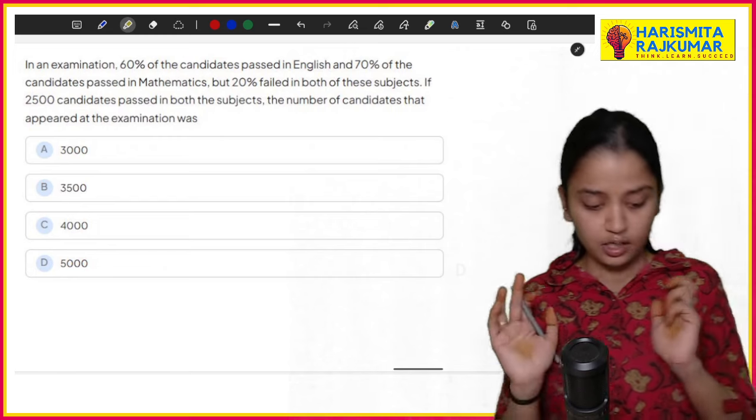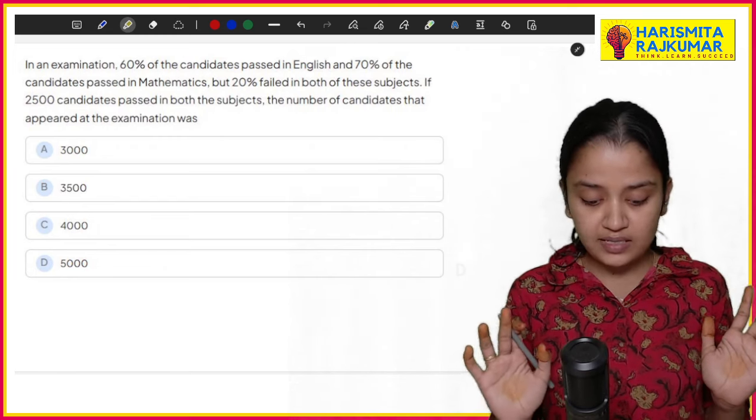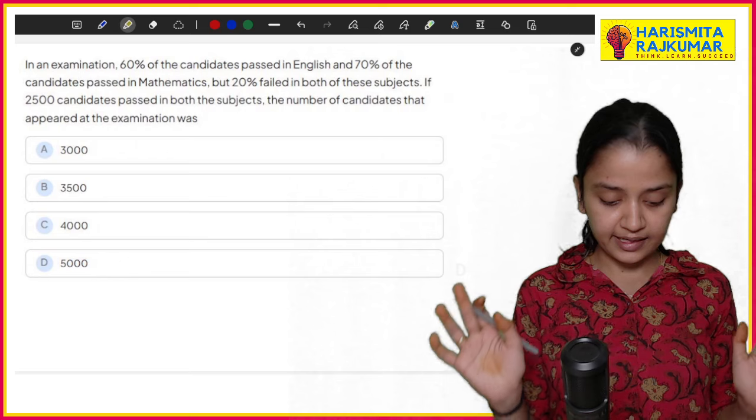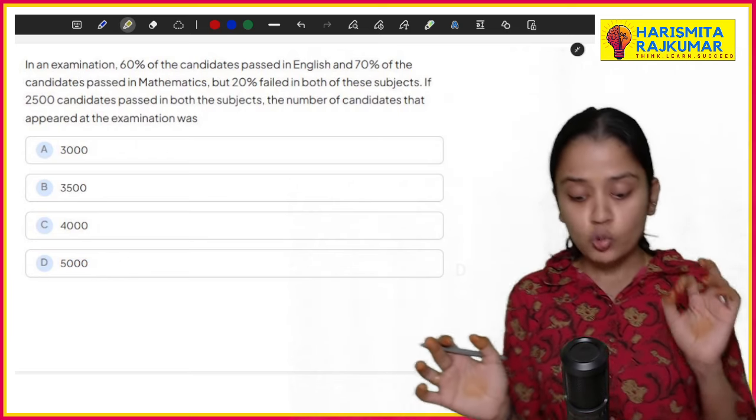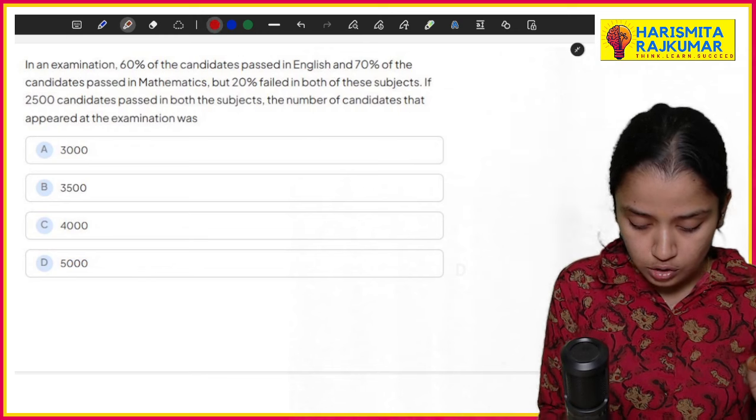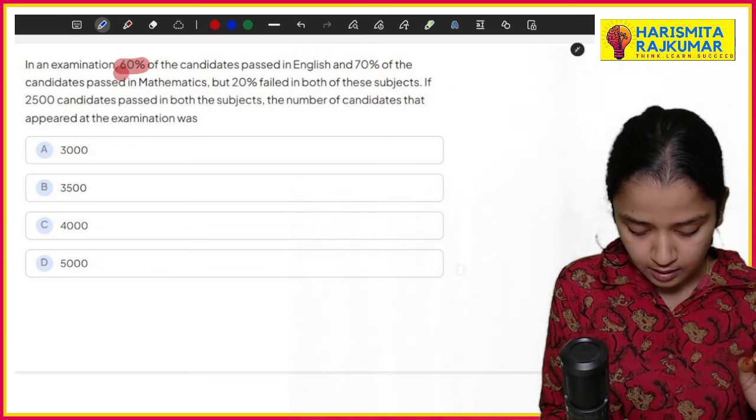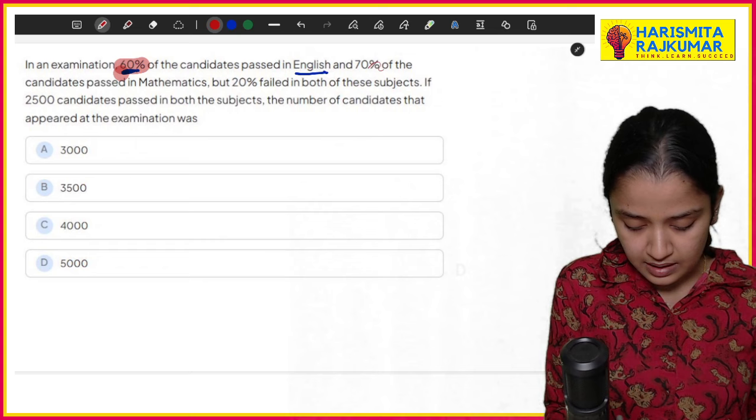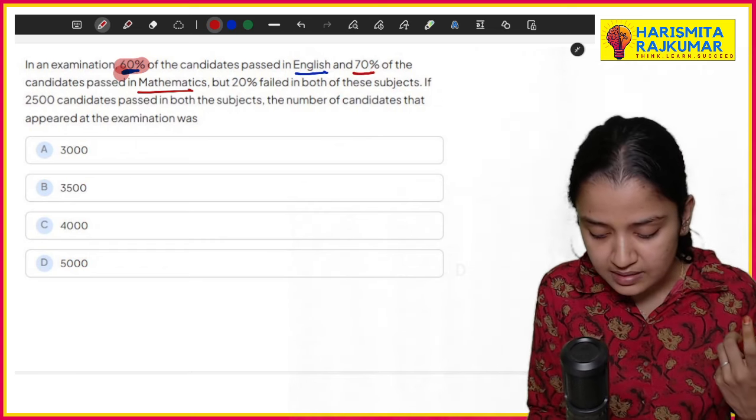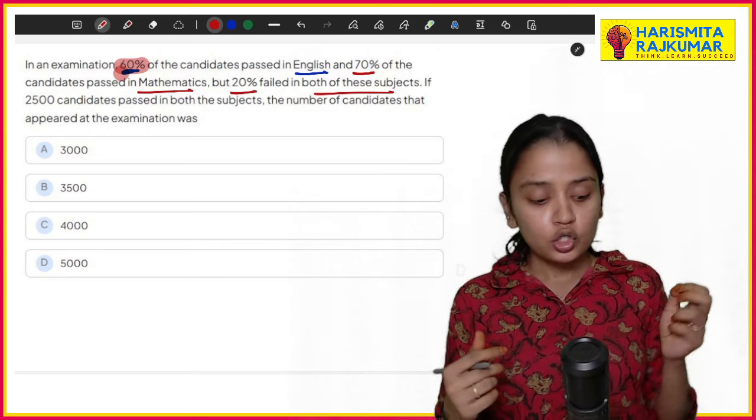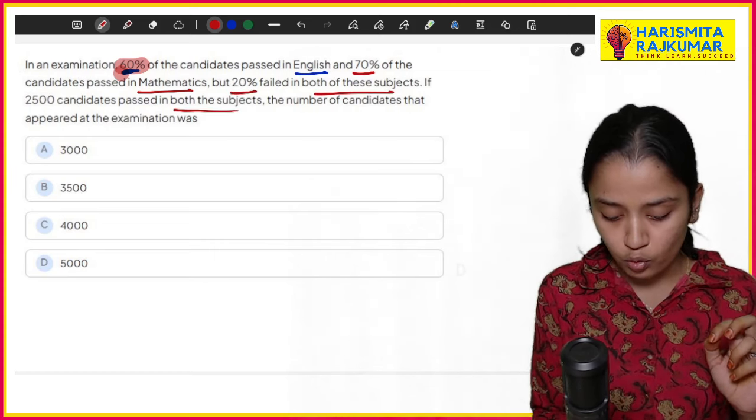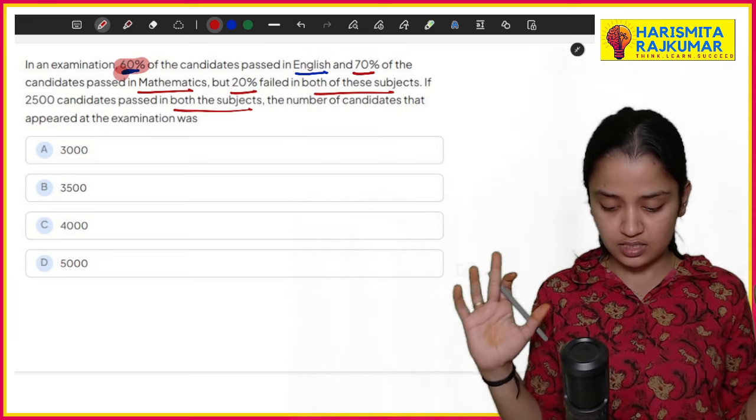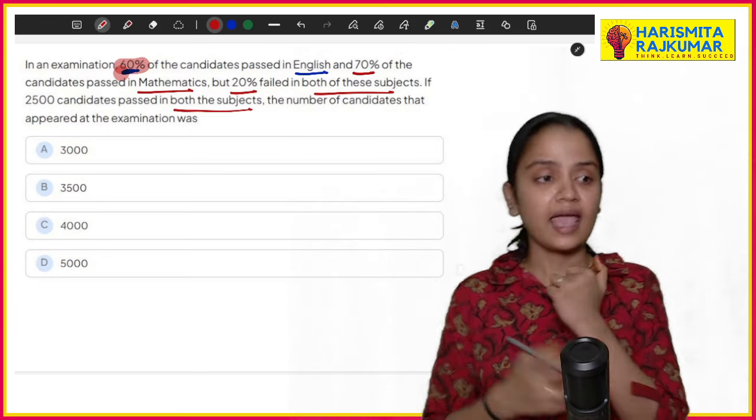In an examination, 60 percentage of the candidates passed in English and 70 percentage of the candidates passed in mathematics, but 20 percentage failed in both. If 2500 is the total number of candidates who passed in both the subjects, find the number of candidates who appeared at the examination.